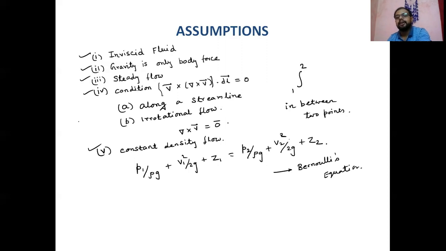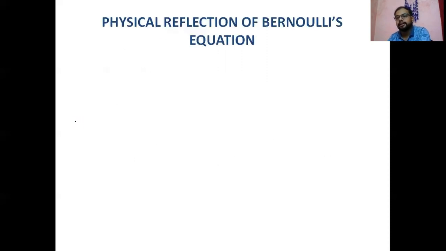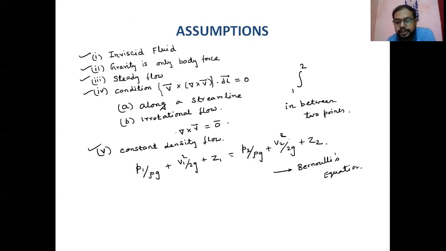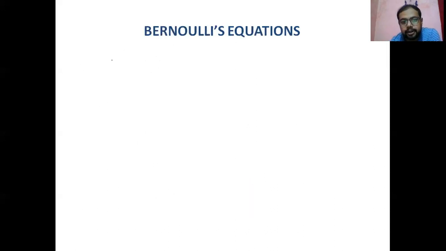But what is the physical significance of this Bernoulli's equation? What does it want to tell us? So there are three parts of this equation. Simply we can write it down: P by rho g plus V square by 2g plus Z is a constant.